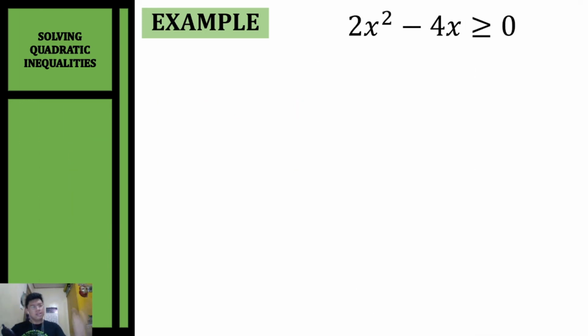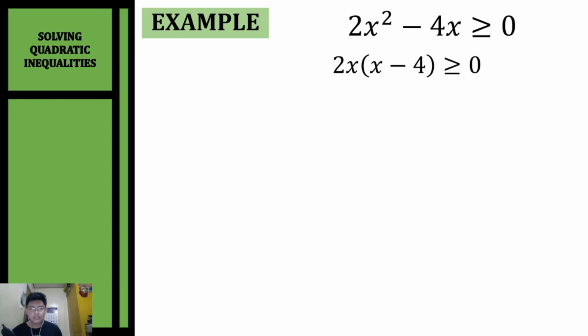Alright, let's have our last example for today. We're given 2x squared minus 4x is greater than or equal to 0. Make sure that our quadratic inequality is written in standard form. Now, since it is written in standard form, let's proceed to our next step, which is to find our critical values. So, let's solve for the value of x by factoring.